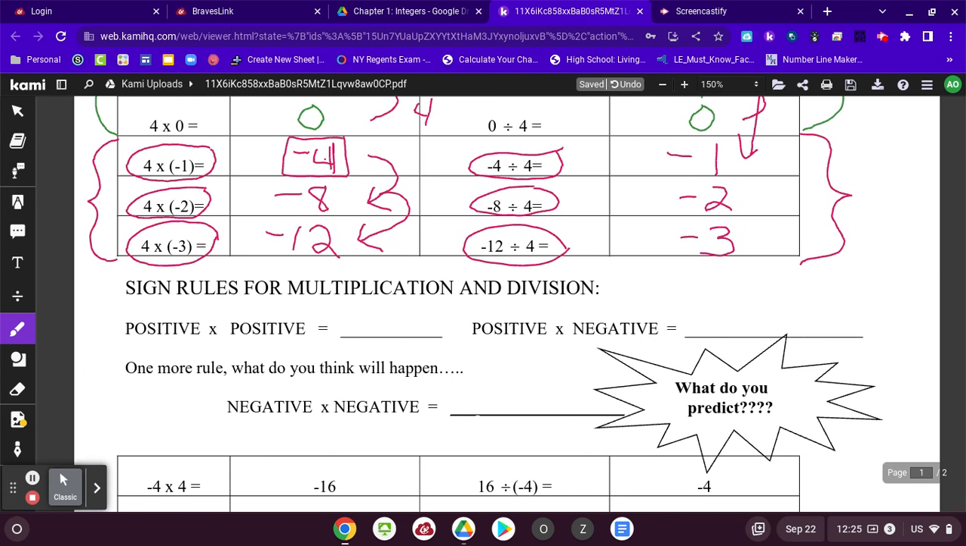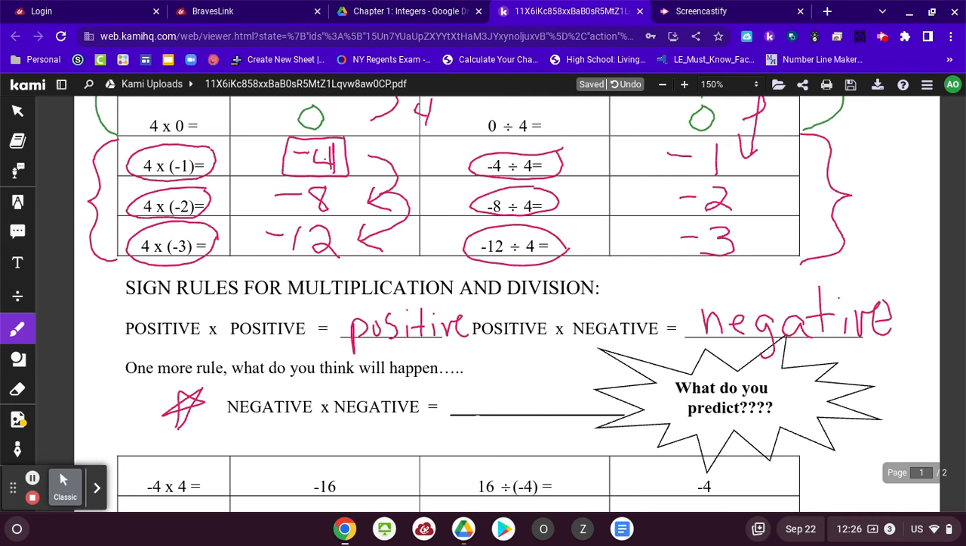So we already knew that a positive times a positive gives us a positive answer. And what we just proved based on the pattern is that a positive times a negative is going to give us a negative answer. What we still have yet to discover is what happens when you have a negative divided by or multiplied by a negative. What happens there?